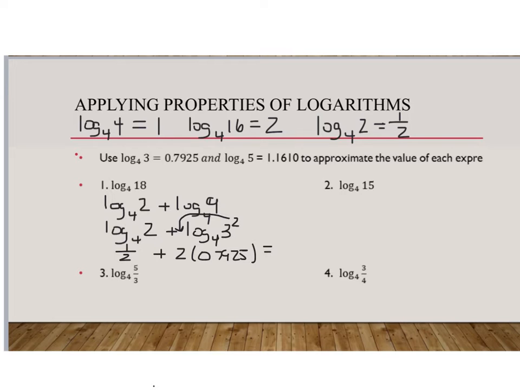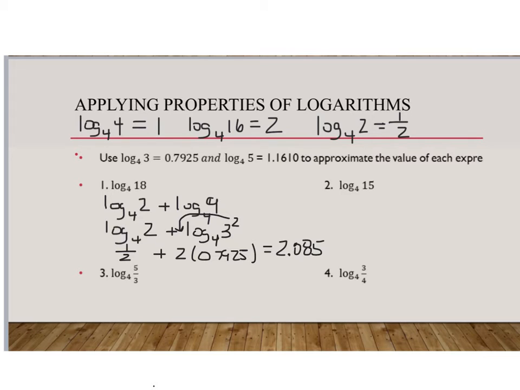All right, then at that point I could use my calculator and just take 0.5 plus 2 times 0.7925, and you would get a total of 2.085. Okay, now 4 to the second power is 16, so a little bit more than 2 would be about 18, so that seems reasonable.